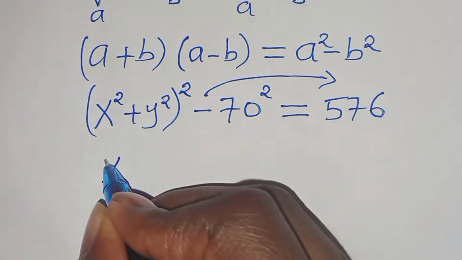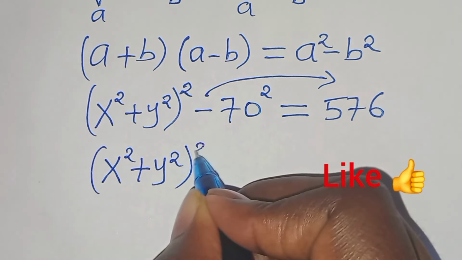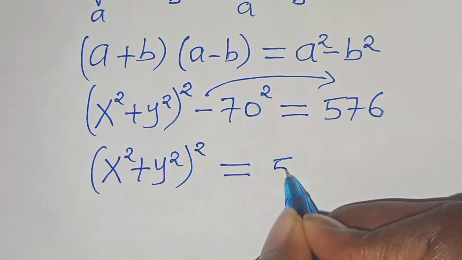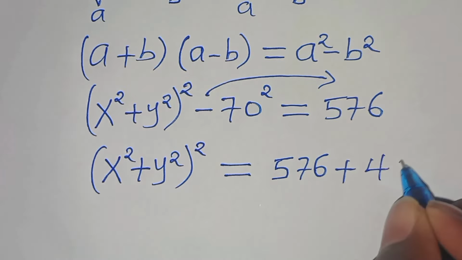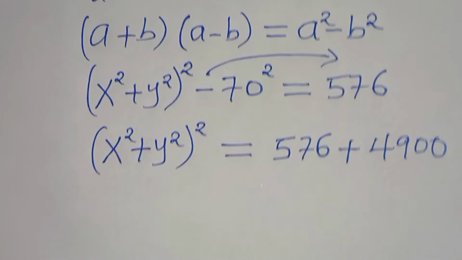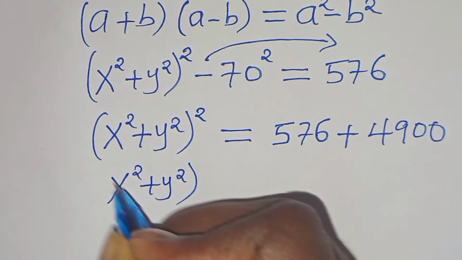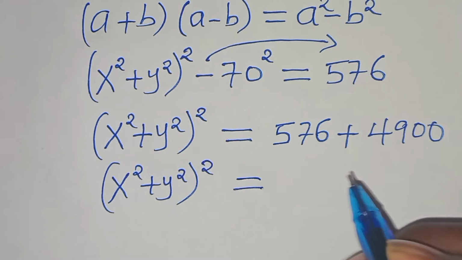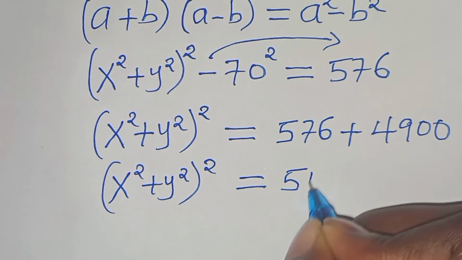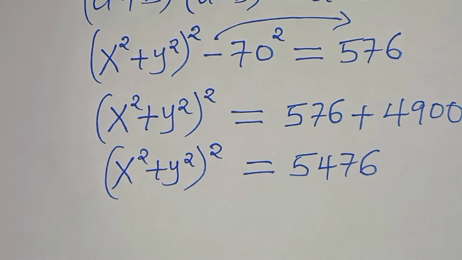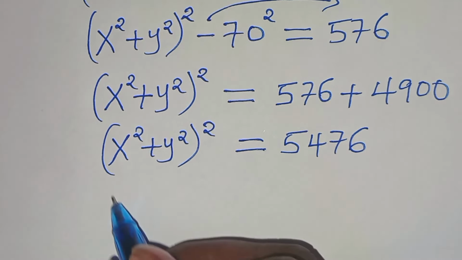The next step is to take minus 70 raised to the power of 2 to the right hand side, so that now we have x squared plus y squared raised to the power of 2. This is equal to 576 plus 70 squared, which is 4900. The next step is that we have x squared plus y squared raised to the power of 2. This is equal to 576 plus 4900, and this is equal to 5476.